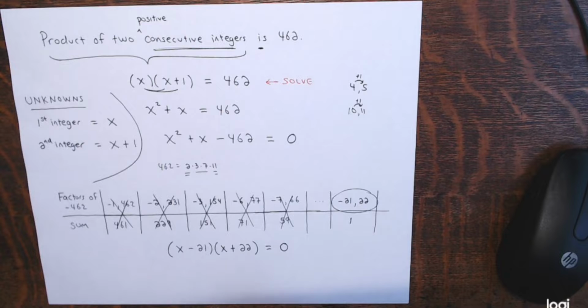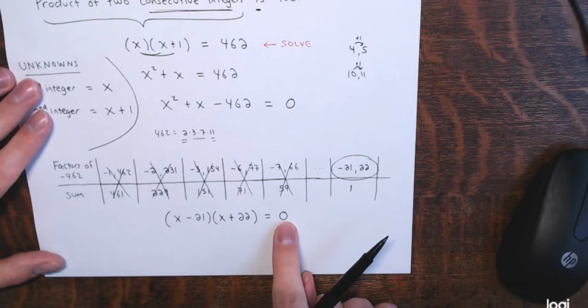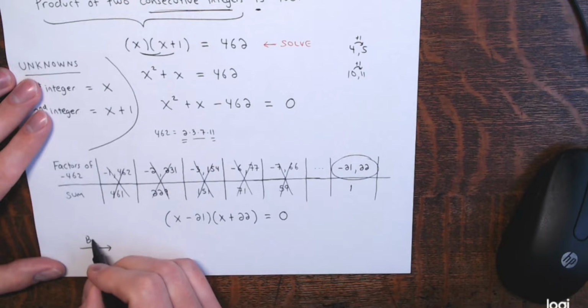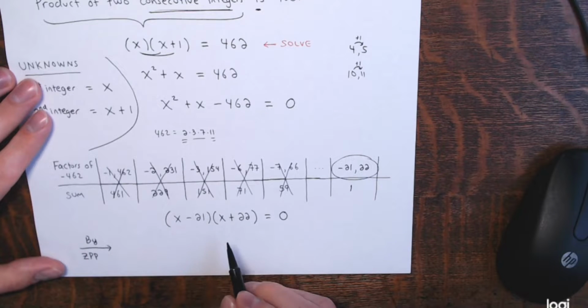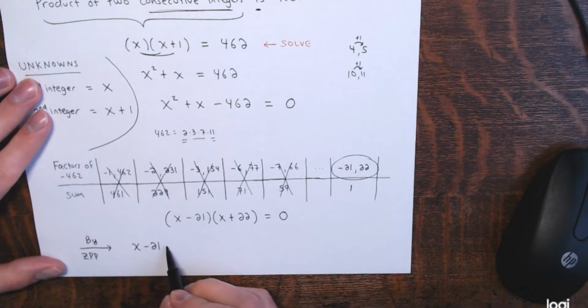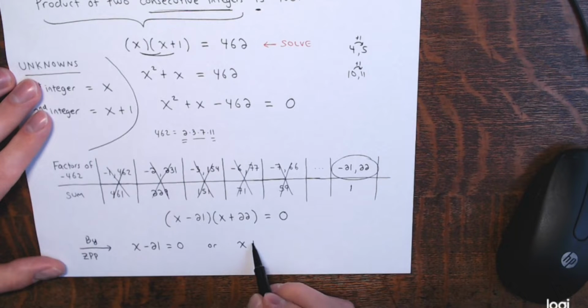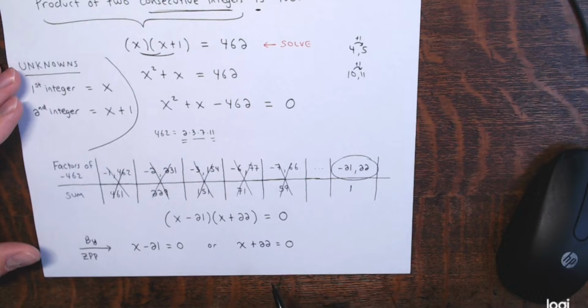All right, now I have a product equal to 0. So now I can apply that zero product property, right? By the zero product property, at least one of these factors has to be 0. So either x minus 21 is equal to 0, or x plus 22 is equal to 0. And then we solve each of these and see which ones actually make sense with the problem.